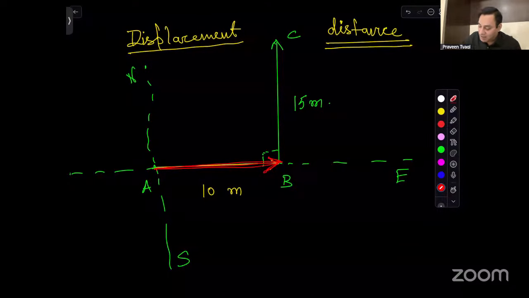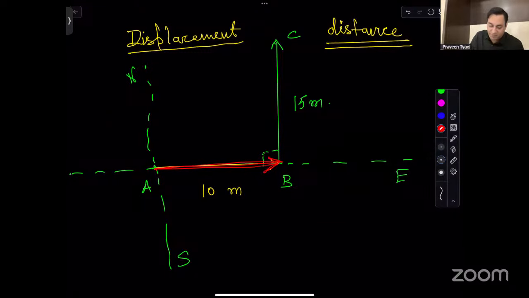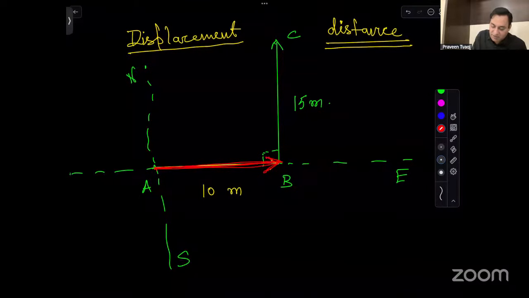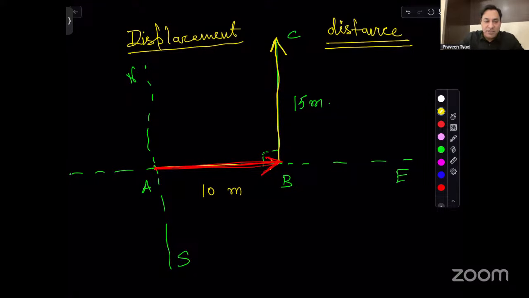Then I moved in the direction shown here towards north, which is 15 meters. So can anyone tell me how much distance I covered? Please reply. Yes, 25 meters. Correct. So distance covered is 25 meters.